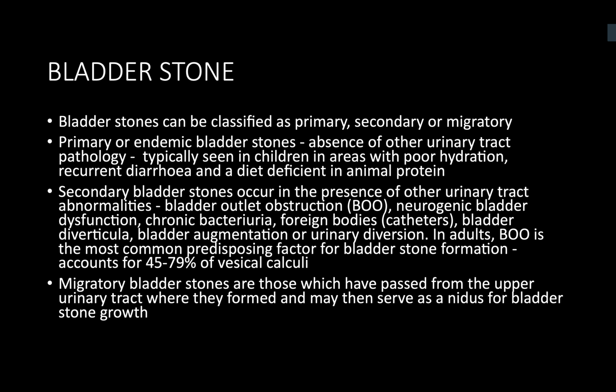The primary or endemic bladder stone, we usually don't see it because there is no other urinary tract pathology. For some reason, the stone is formed in the bladder. It is typically seen in children, especially in areas of poor hydration, recurrent diarrhea, and a diet deficient in proteins. So these are called the primary stones. There is no other pathology, there is just a bladder stone. But the secondary ones are if there are other urinary tract anomalies, like in our patient when there is bladder outlet obstruction. It can also happen in persons with neurogenic bladder dysfunction, or if there is chronic bacterial infection. In cases of long-term catheters, there is a 4% risk of developing stones. So these are called the secondary stones.